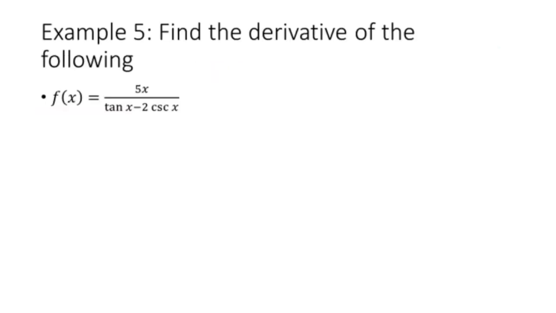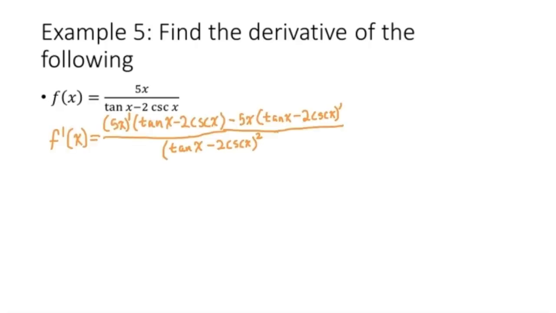Next, we're going to find the derivative of the following functions. First, 5x over tangent x minus 2 cosecant x. To take the derivative here, because the last operation we perform is division, we're going to set up the quotient rule. And by applying the quotient rule, we get that our derivative is equal to 5x prime times tangent x minus 2 cosecant x minus 5x times the derivative of tangent x minus 2 cosecant x, all over tangent x minus 2 cosecant x squared.